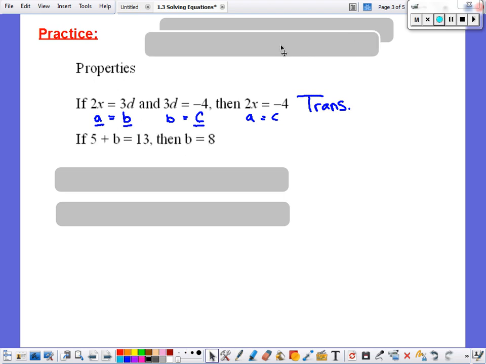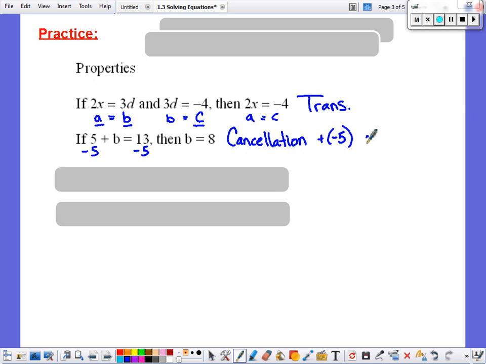Second one, if 5 plus B equals 13, then B equals 8. Well, how in the world did I go from here to there? Well, I would hope that you notice that we subtracted 5. And whatever you do to one side, you do the other. Now, catch yourself saying what I just said. Whatever you do to one side, you got to do to the other, because that gives it away what property we're talking about here. This is the cancellation property. Okay? Specifically, we're adding a -5. Right?